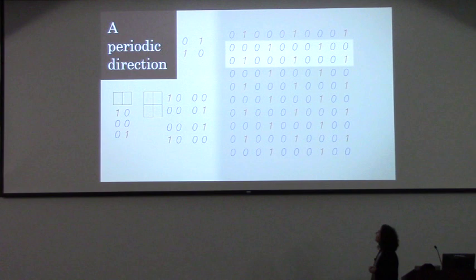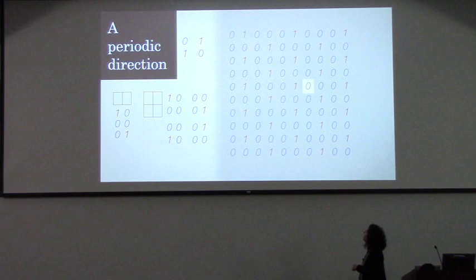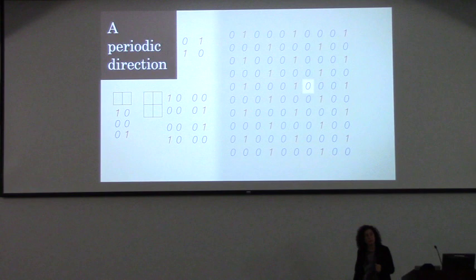I could highlight just one of the columns, and you can see inside that column, there's a piece that I can copy up. This one is 1, 0, moving up, and it keeps going on. But if I looked at a different column, it might be a different pattern that I need. The column one over is 0, 0, 0, and so on. But it's the same direction that works. The vertical direction is always a periodic direction.